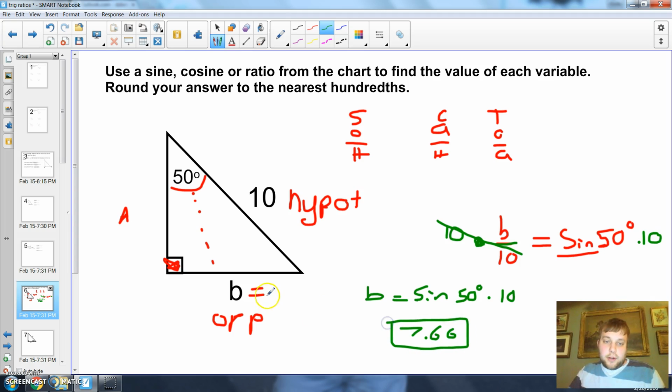So how long is b? About 7.66, right? Does that seem like it makes sense? If the hypotenuse is 10, b could be 7.66, yeah? It's got to be less. Got to be less. All right. Adjacent. There we go. Adjacent.